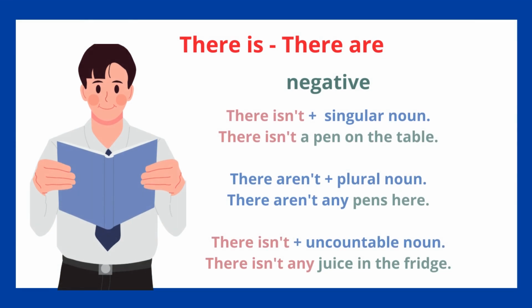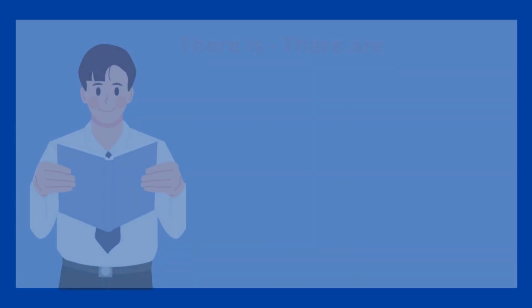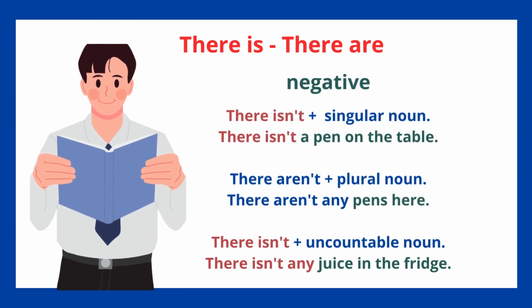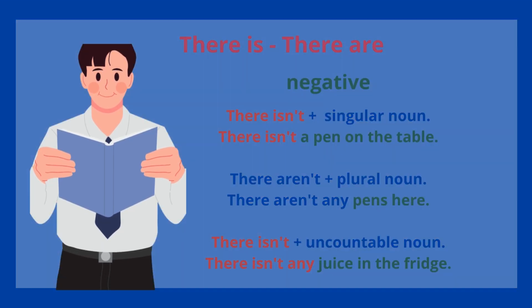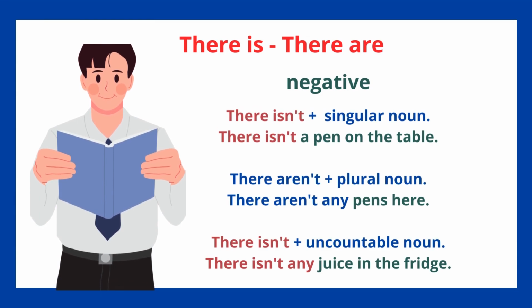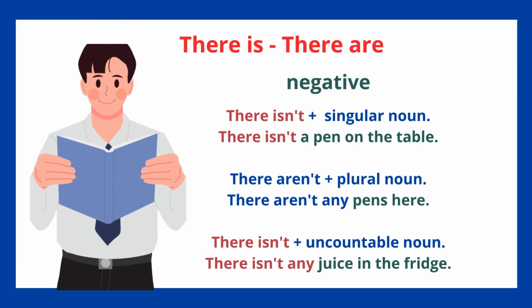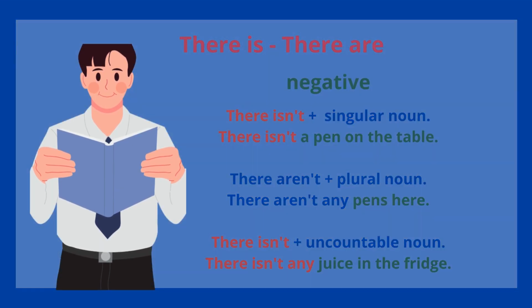There is, there are. Negative. There isn't plus singular noun. There isn't a pen on the table. There aren't plus plural noun. There aren't any pens here. There isn't plus uncountable noun. There isn't any juice in the fridge.